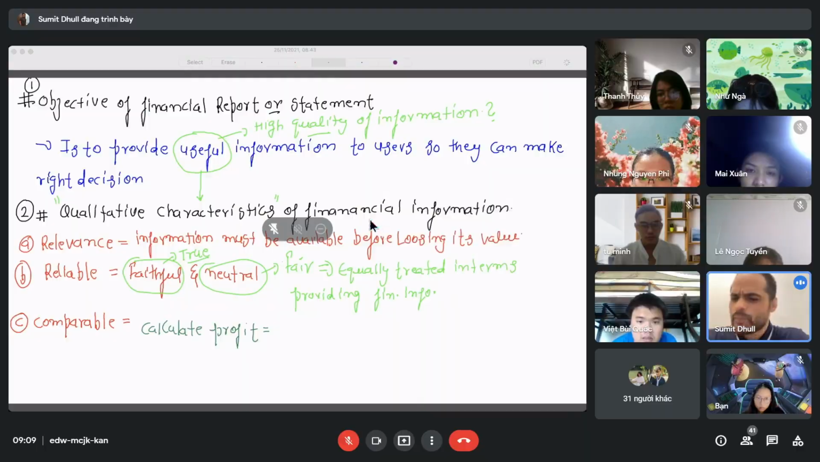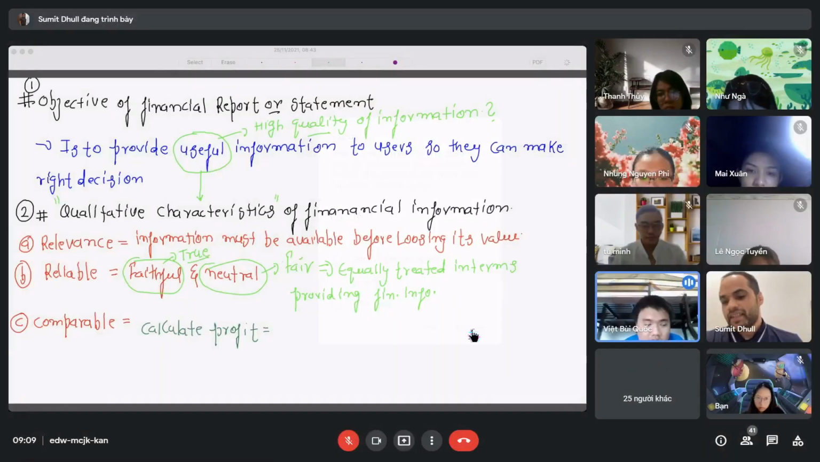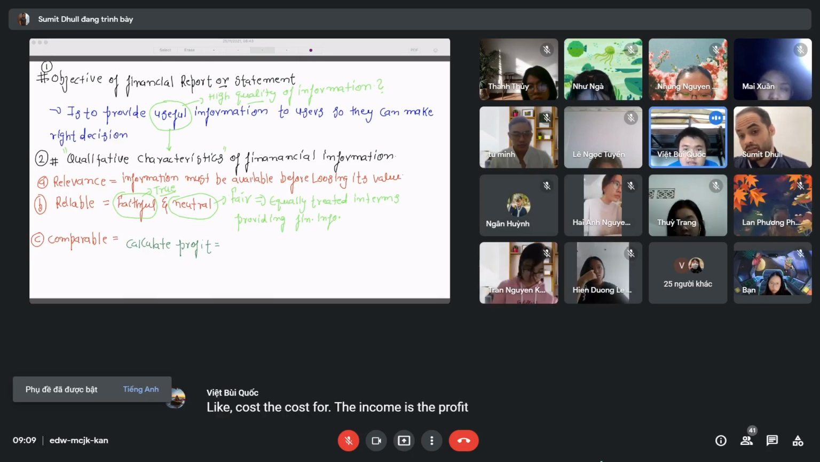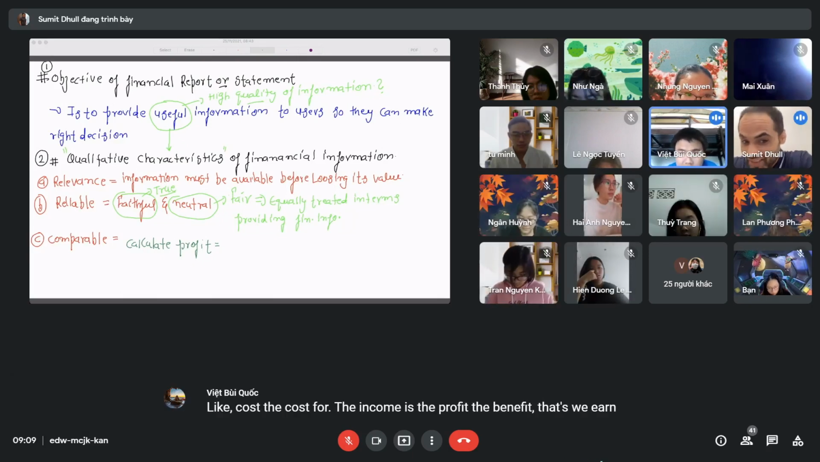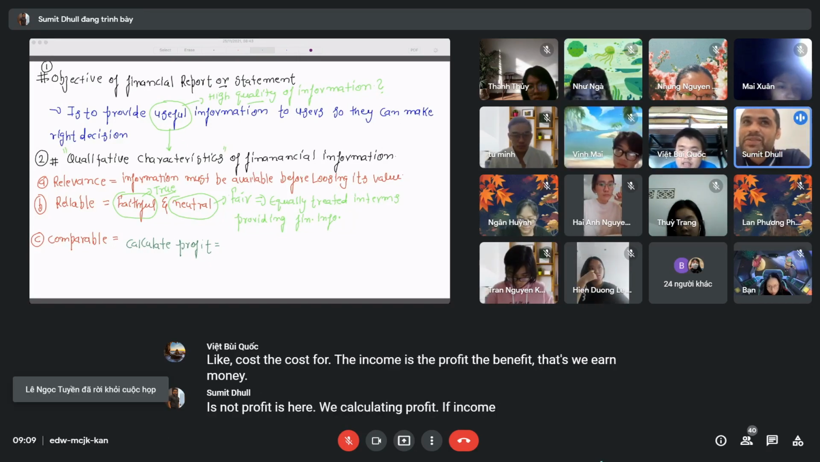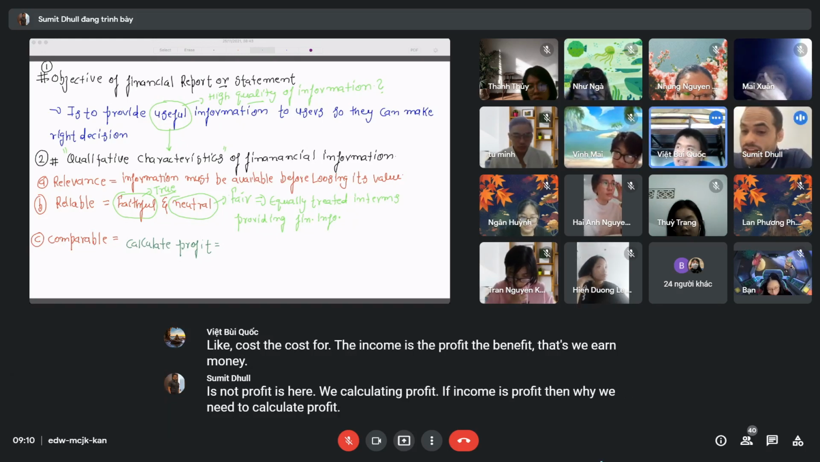If you can explain. Income, okay. Income means making money, right? Like cost for the income is the profit, the benefit that we earn. No, income is not profit. Profit is here. We are calculating profit. If income is profit, then why do we need to calculate profit? Oh. Right? But you are right.